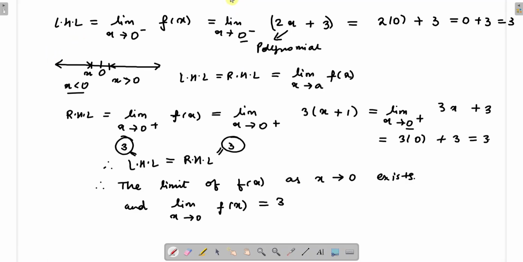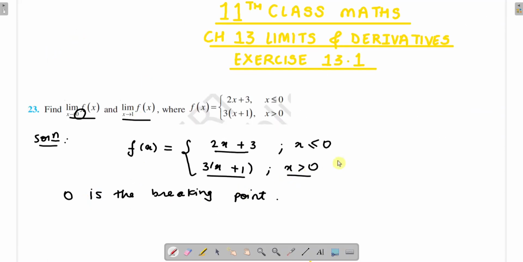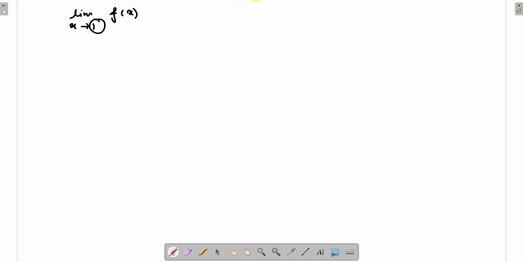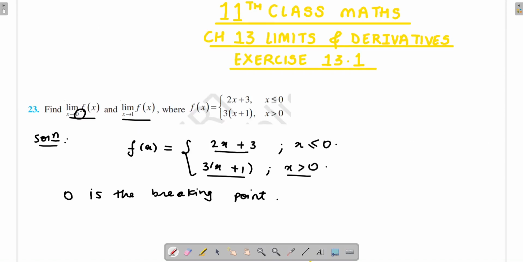0 was the breaking point. Here we had seen 0 was the breaking point of the function, but now this is 1, which is not a breaking point, right, only one breaking point was there. Now limit x tends to 1 of f(x) will be equal to what? Since this is not a breaking point, no need to calculate the left hand limit and the right hand limit, okay. This you have to keep in mind.